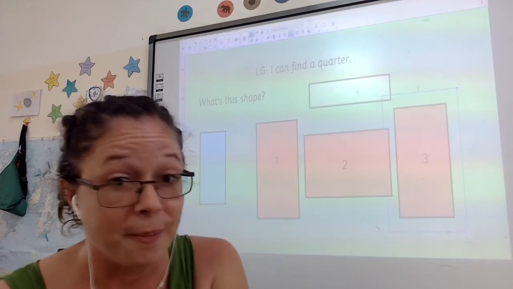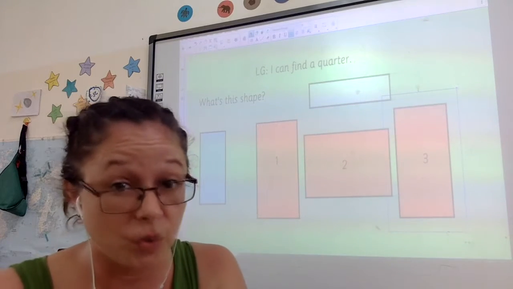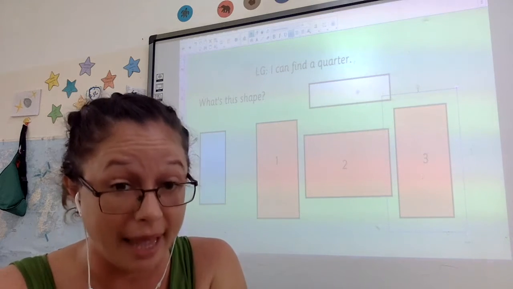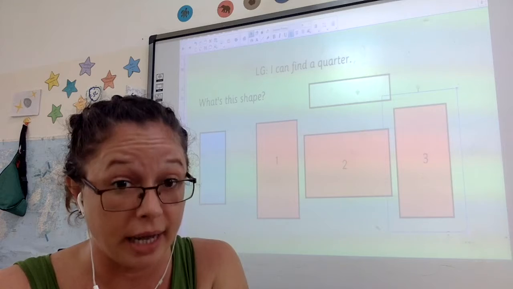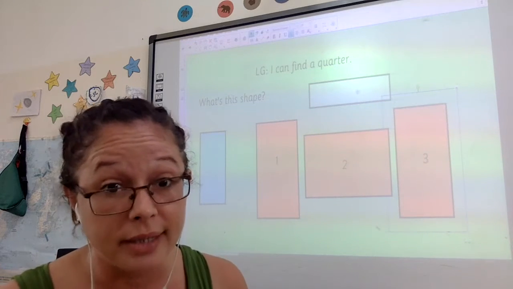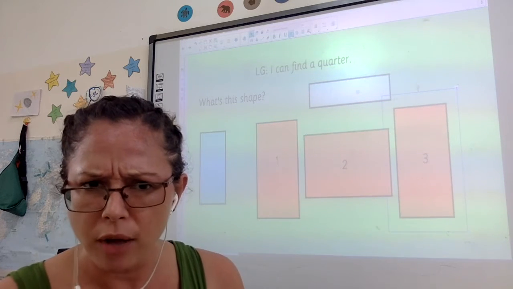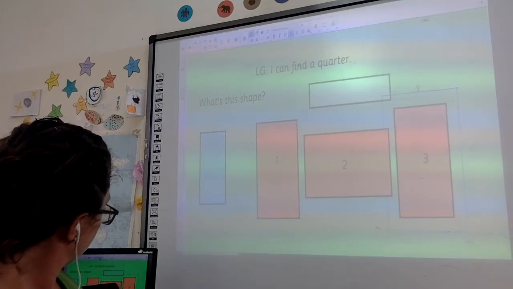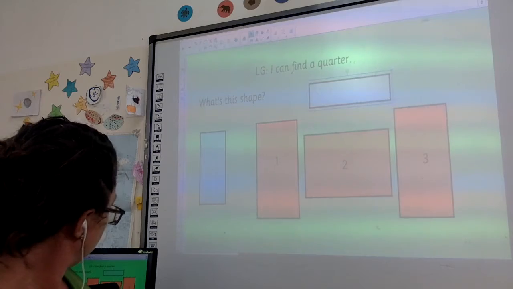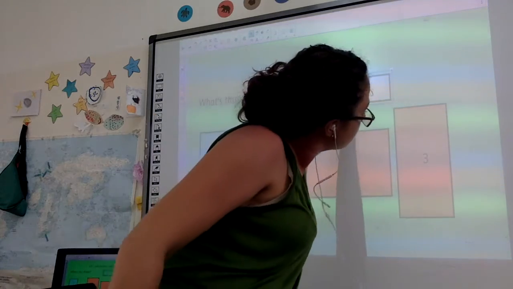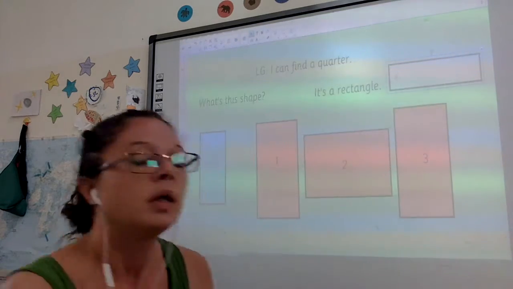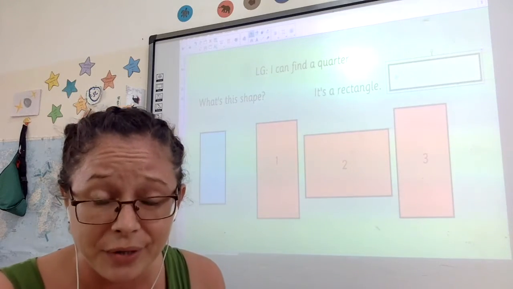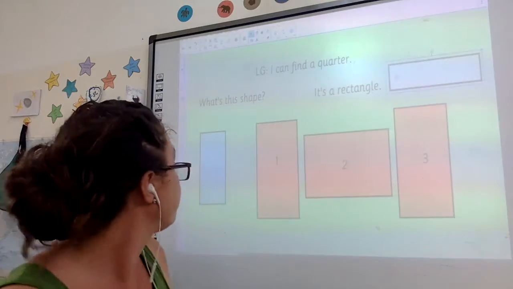Now, remember, this shape is similar to a square, but instead of having 4 sides that are the same length, it has 2 sides that are longer and 2 sides that are shorter. What's this shape called? A rectangle. There we go. Now, how can we split a rectangle into quarters?